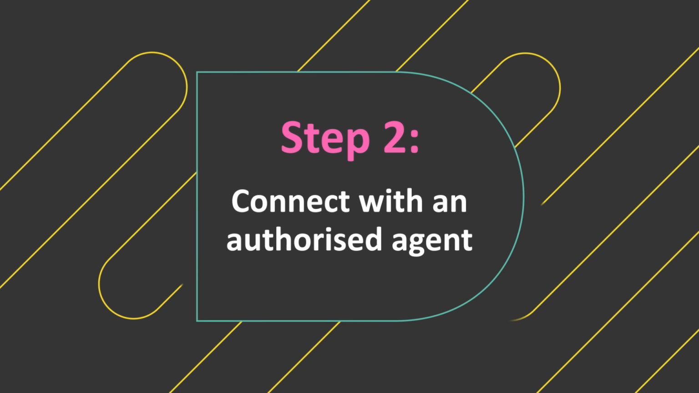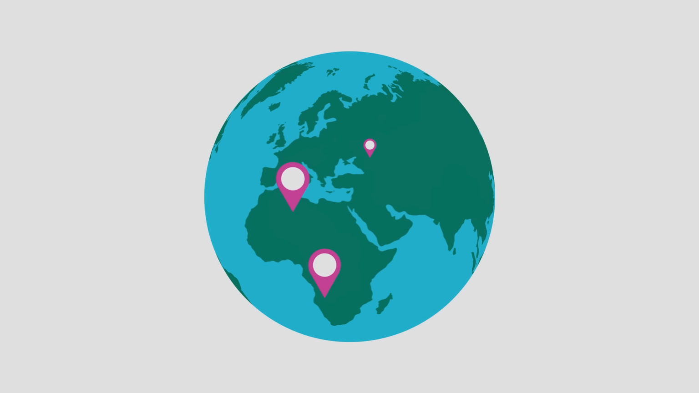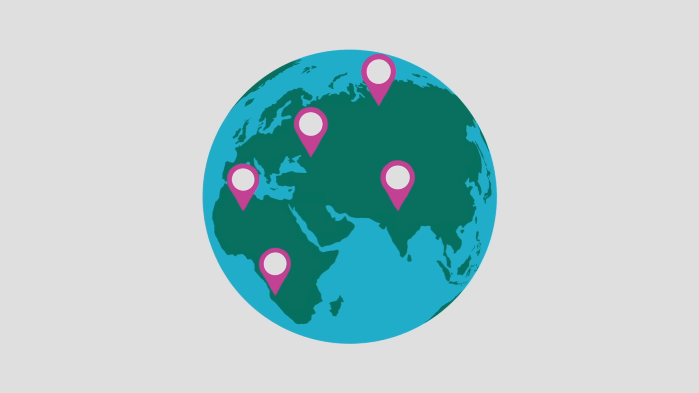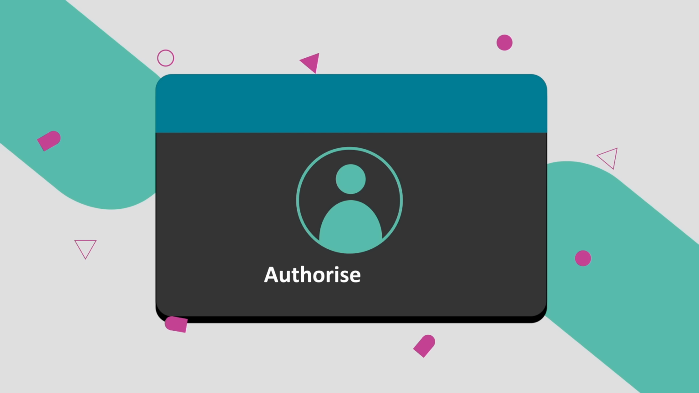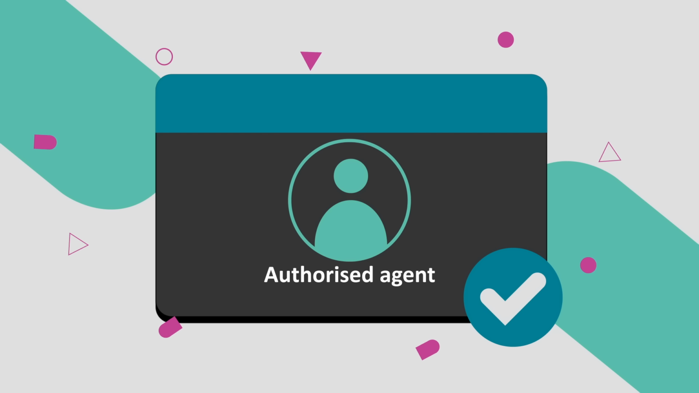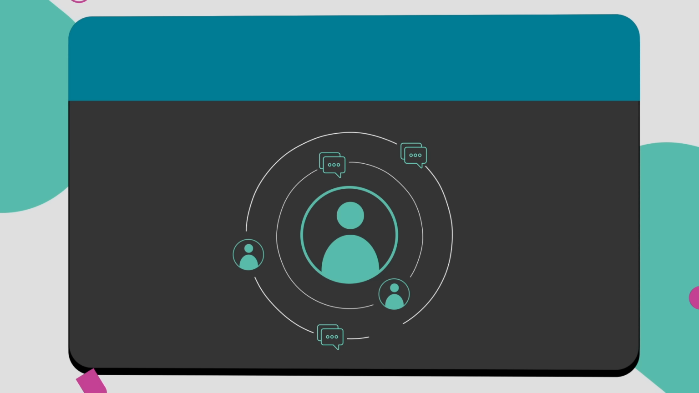Step 2. Connect with an authorised agent. Depending on your country of residence or nationality, you may need to apply through a Deakin authorised agent. Even if applying via an agent is not required, we recommend it. And most students choose to apply this way due to the comprehensive support they provide.